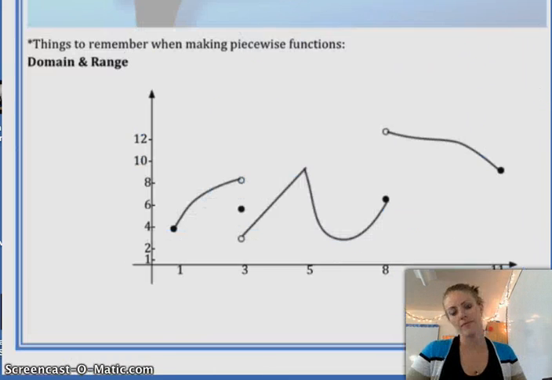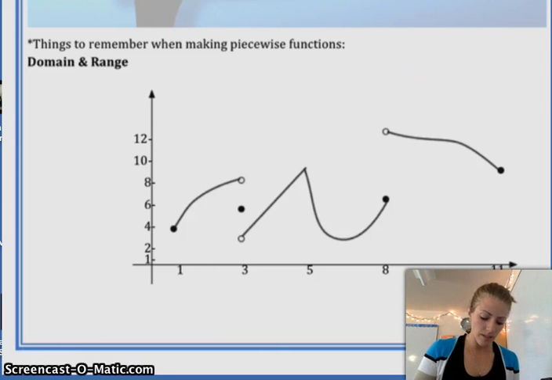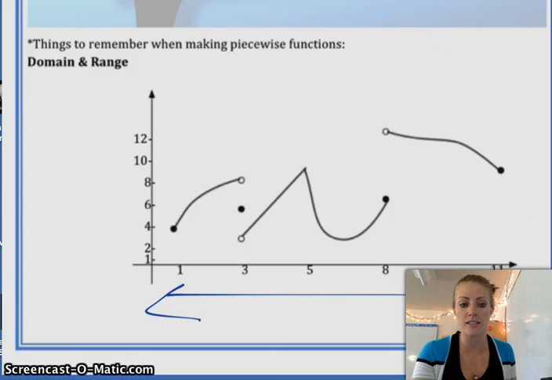Last thing I really want to talk about is domain and range of a piecewise function. This may be difficult or it may be easy depending on how much you already understand about domain and range. Remember, your domain is all of your possible x values. So where is the function defined in terms of x? If I'm only going along the x-axis, I want to know, where does the graph exist?